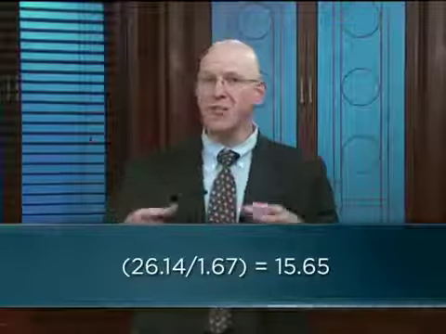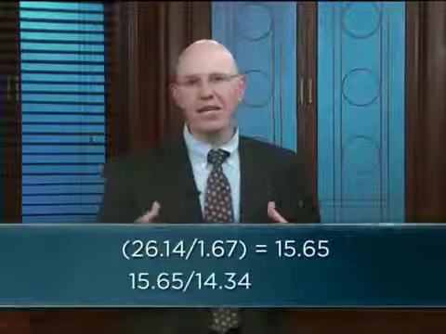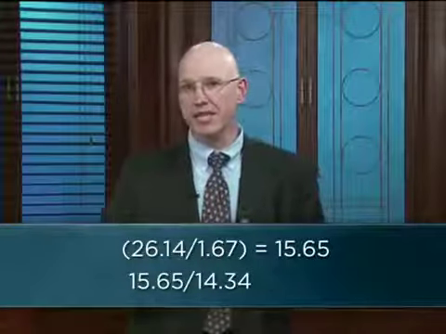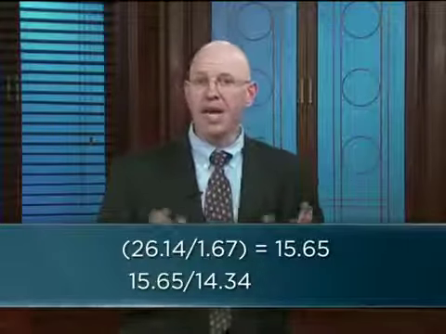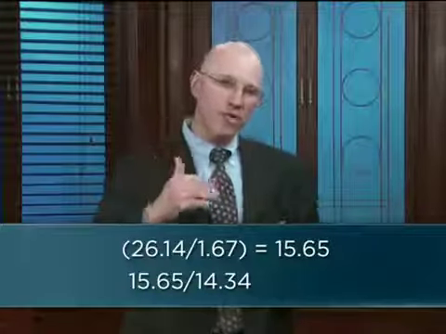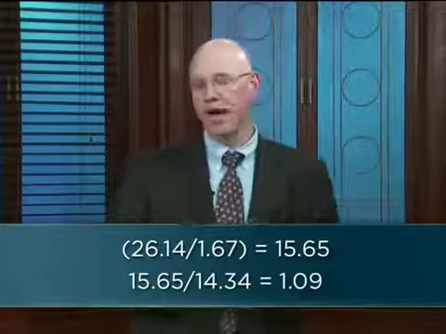For example, in the case of the Cheesecake Factory, the price was $26.14 when I looked it up, and the current year's EPS estimate was $1.67. So the PE ratio was $26.14 over $1.67, which is 15.65. So I take this PE ratio of 15.65 and divide it by the estimated long-term growth rate forecast of EPS, which was 14.34% on the day I looked it up. So the PEG ratio for the Cheesecake Factory is 15.65 divided by 14.34, which gives us 1.09.